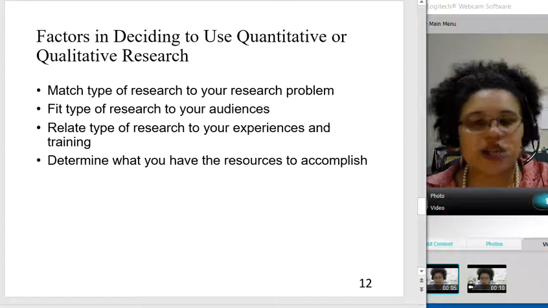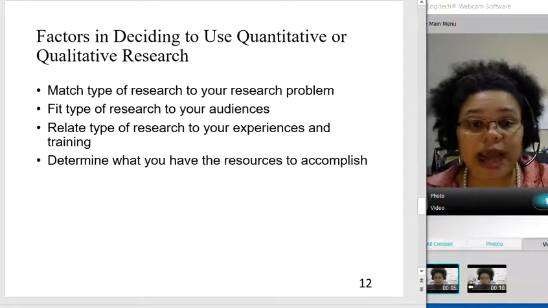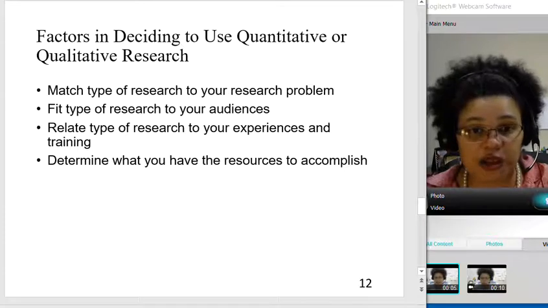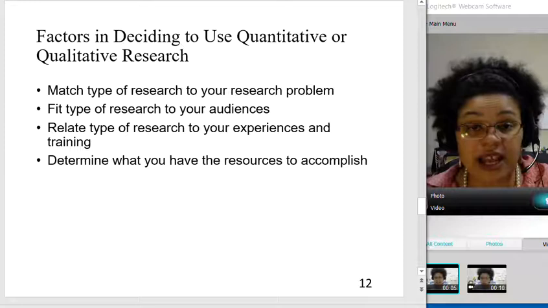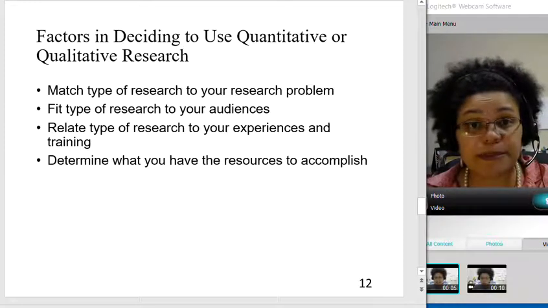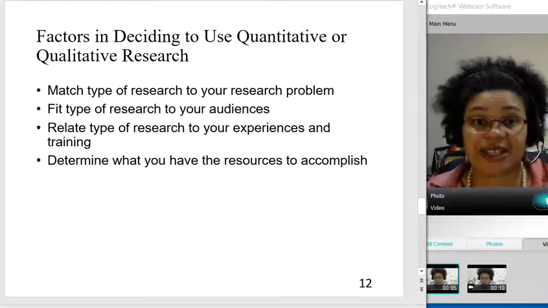Factors in deciding to use quantitative or qualitative research include that we want to match the type of research to our research problems. We want to fit the research to our audiences. We want to relate the type of research to our own experience and training. And in this course, you're going to get some training in both quantitative and qualitative research, so you'll have some skills in both of them. And then finally, you want to determine what you have the resources to accomplish.